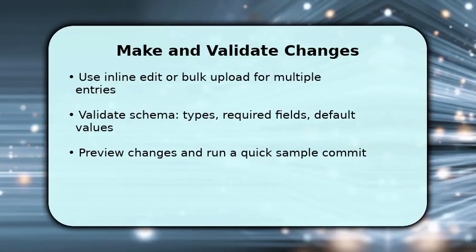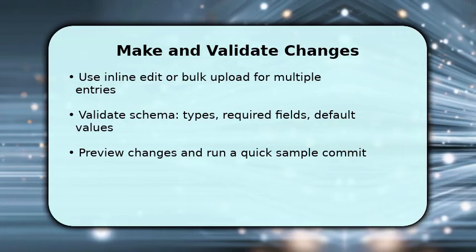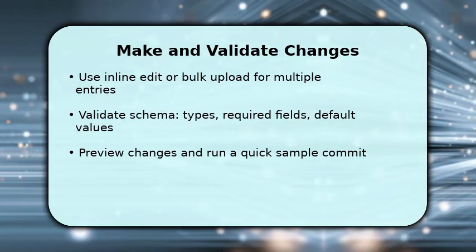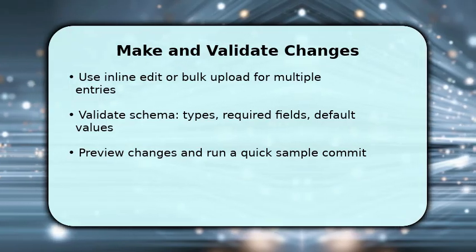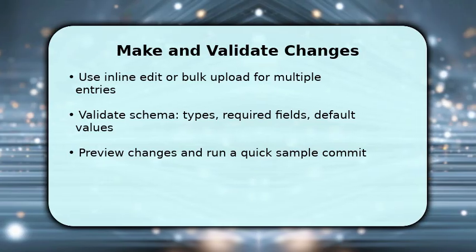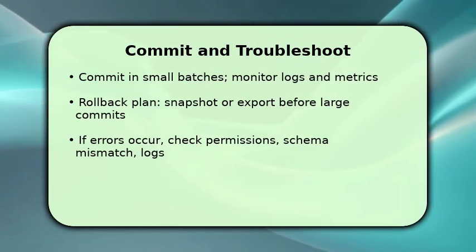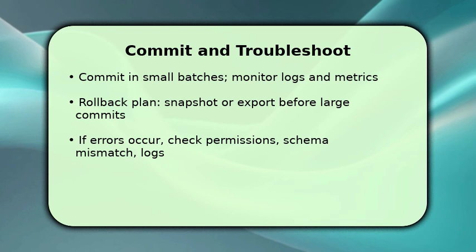After that, use the preview or dry run option to inspect a sample commit. This shows exactly what will change and why. If everything looks right, stage the changes as a small batch to reduce risk and confirm downstream processes remain stable. You finish by committing the changes in small batches and watching logs and metrics for anomalies.